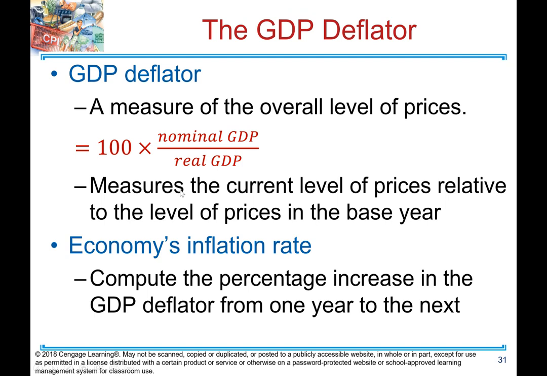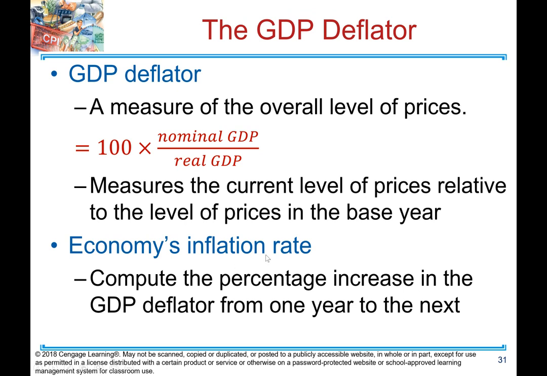The GDP deflator. The GDP deflator is a measure of the overall level of prices. The formula for calculating the GDP deflator is nominal GDP divided by real GDP times 100. It measures the current level of prices relative to the level of prices in the base year. And it measures the economy's inflation. It is used to compute the economy's inflation rate.